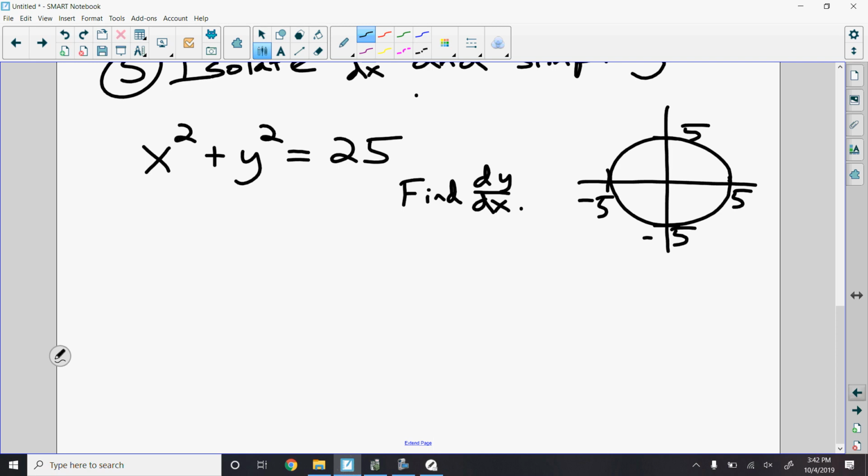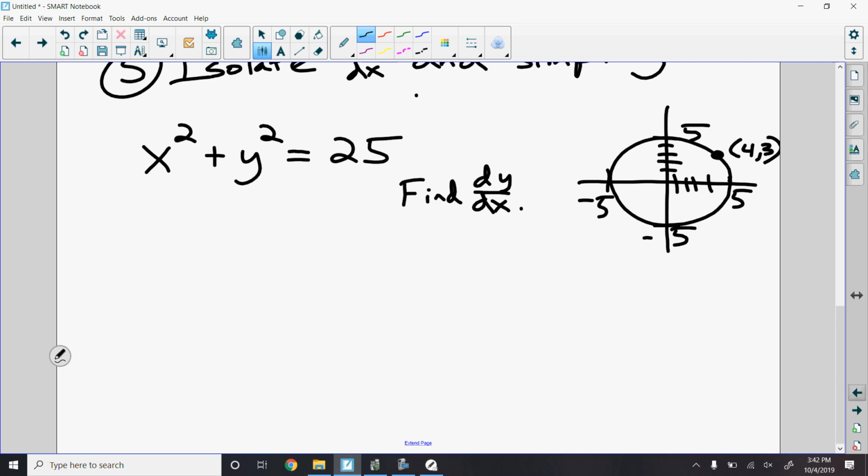So that's what we're going to do here. With that dy/dx, we could plug in any point (x, y) that is on that circle, and we can figure out the slope of the tangent line at that point. For example, a point that would be on this circle is the point (4, 3). The point (4, 3) satisfies this equation because 4 squared is 16, 3 squared is 9, 16 plus 9 equals 25.